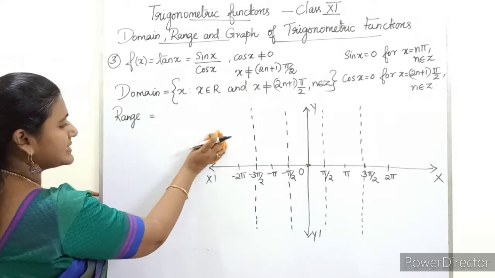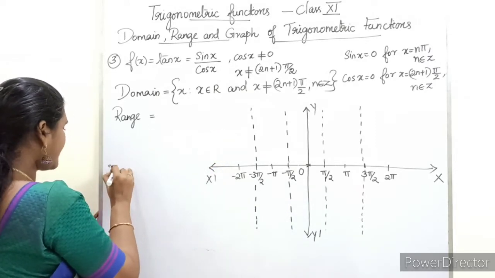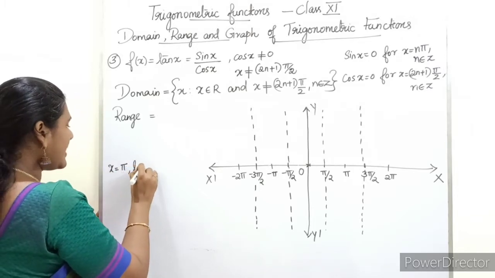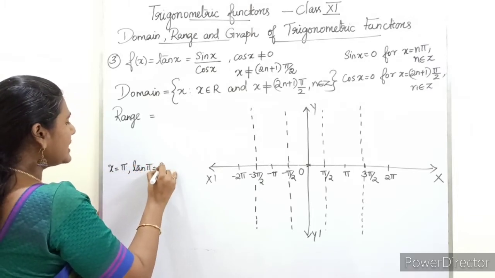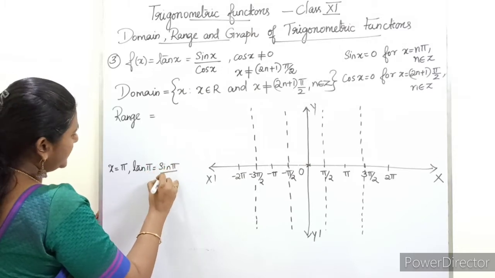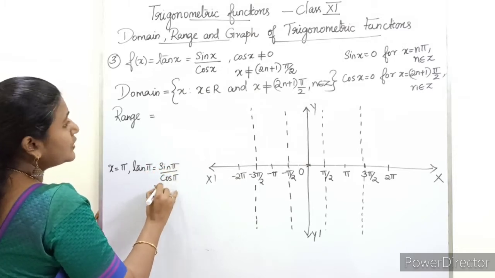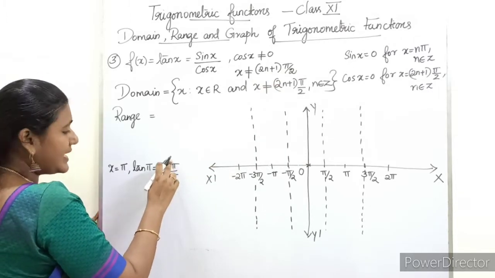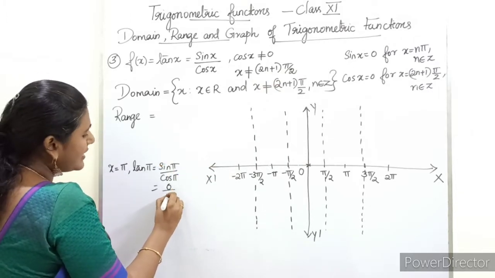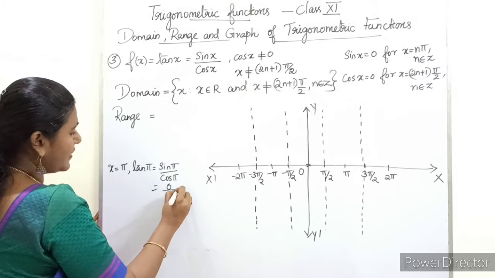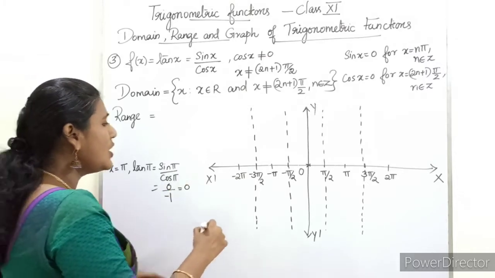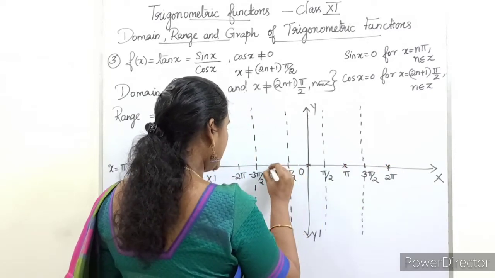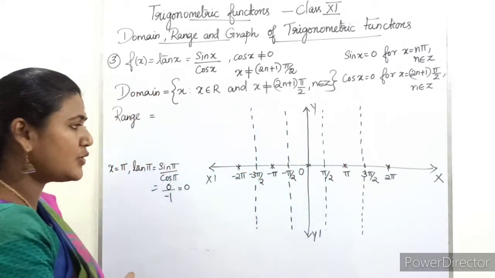Okay. Now when x is equal to pi, then tan pi is equal to sin pi by cos pi. So you know that sin pi is 0, for all integral multiples of pi the sin value is 0, and cos pi is minus 1. So this is also 0. So for these points the tan value is 0 only.